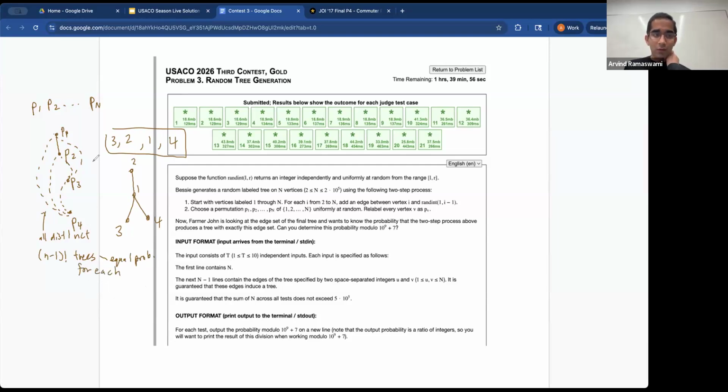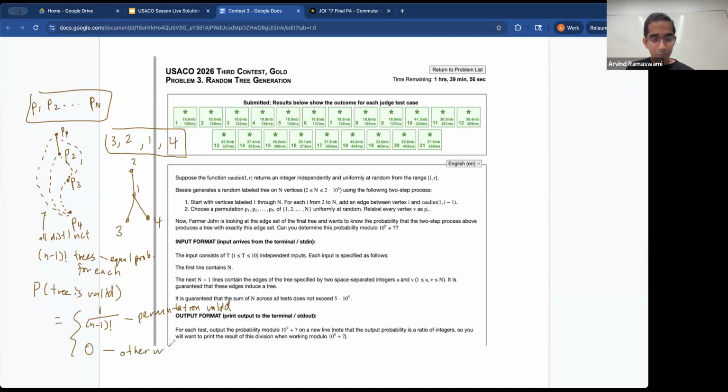Another way to write this is: if you fix this permutation, then the probability that the tree is valid, given the permutation, is either going to be 1 divided by n minus 1 factorial, if the permutation is valid, or it's going to be 0 otherwise, right? So what this tells you is that if you know the number of valid permutations, that's enough to know the answer.